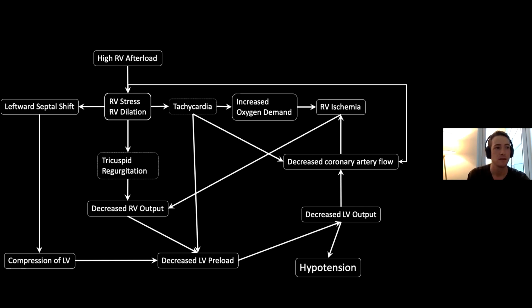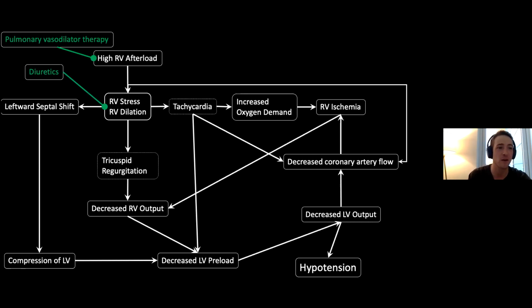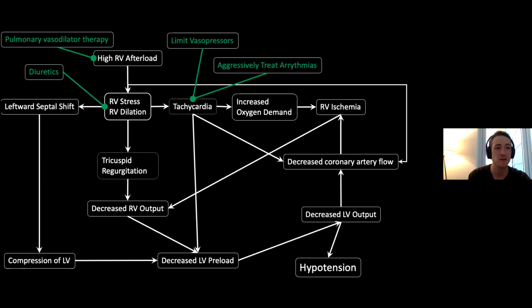Cool. So while detailed ICU management in pulmonary hypertension is definitely beyond the scope of this talk, I just want to use this framework to show how our interventions can bail our patients out of this cycle. Pulmonary vasodilators can improve pulmonary vascular resistance. Diuretics can reduce RV overload and dilation. And thoughtful use of vasopressors can limit tachyarrhythmias, and aggressively treating arrhythmias can improve ischemia and output. Oxygen therapies can improve RV and systemic hypoxia, and inotropes can actually augment our cardiac output.